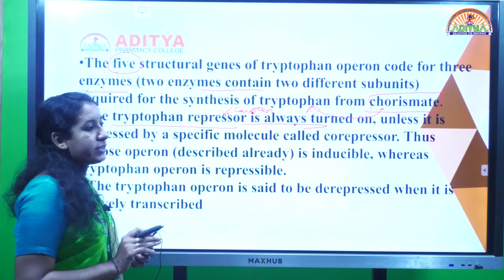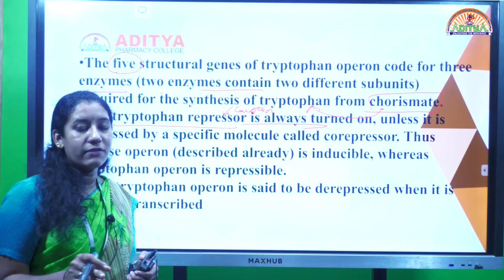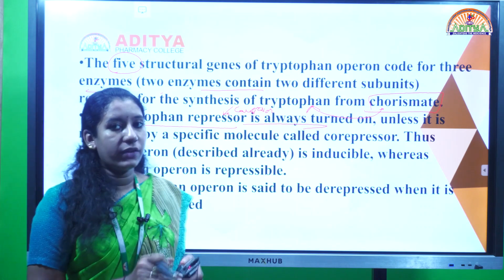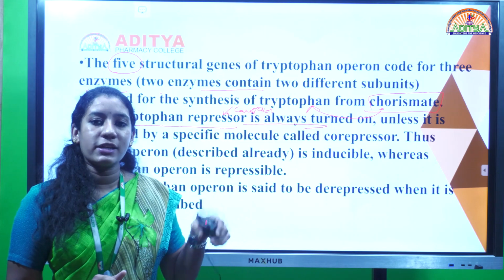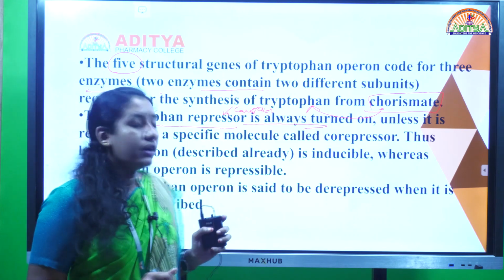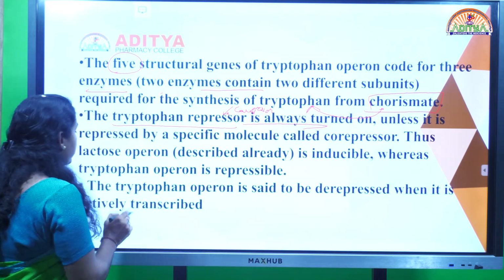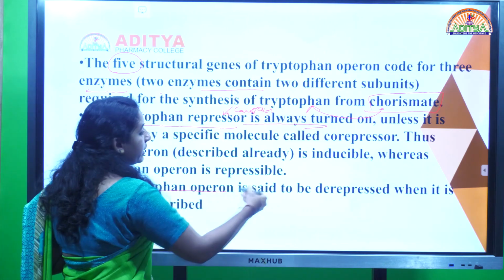That means if you see the lac operon, it is the inducible one, but the tryptophan operon is known as the repressible one. So it has to be repressed by a co-repressor. That's why, when it is actively transcribed, the tryptophan operon is de-repressed.